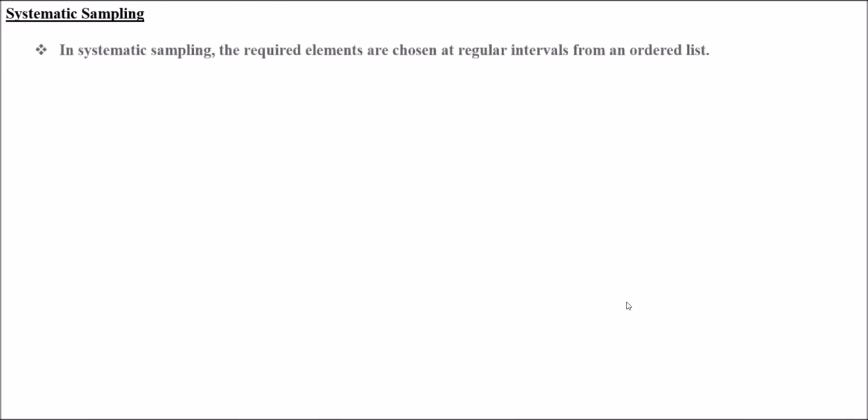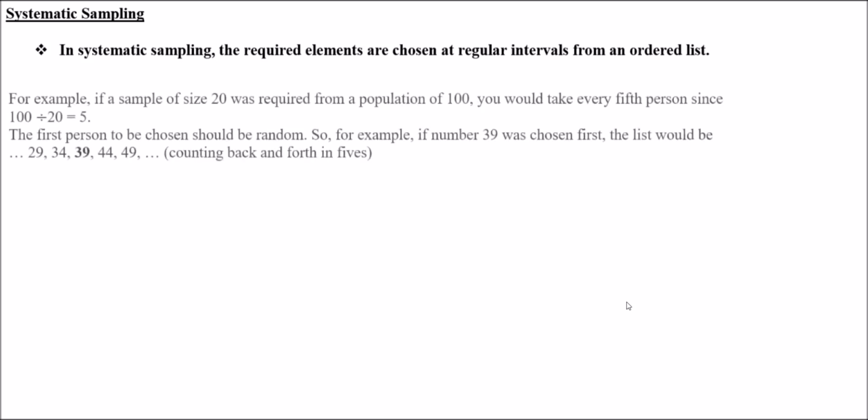Systematic sampling is slightly different. In systematic sampling, the required elements, required sampling units, essentially, are chosen at regular intervals from an ordered list. For example, if a sample of size 20 was required from a population of 100, we could take every fifth person, because 100 divided by 20 would be 5.